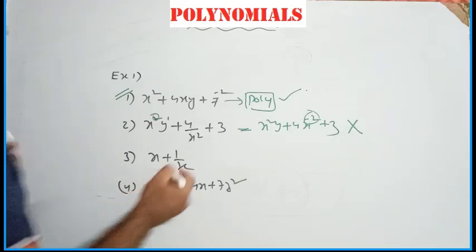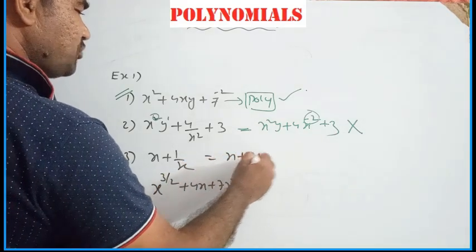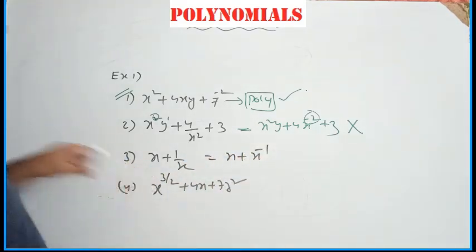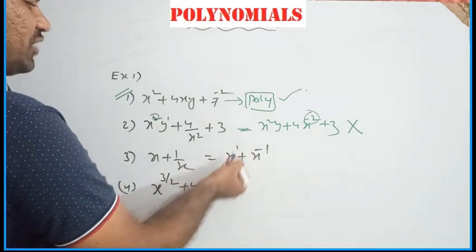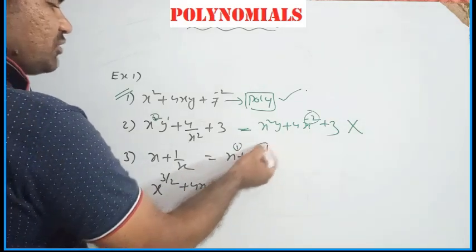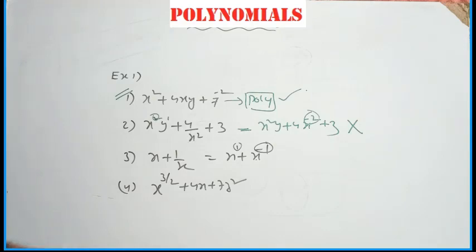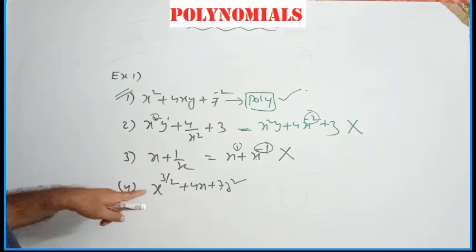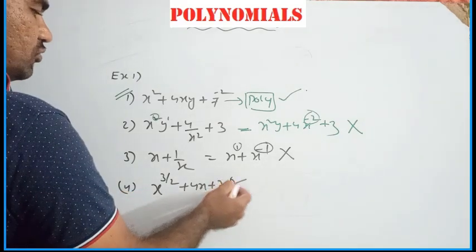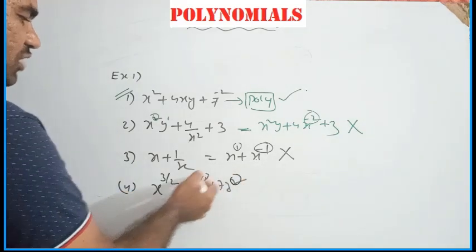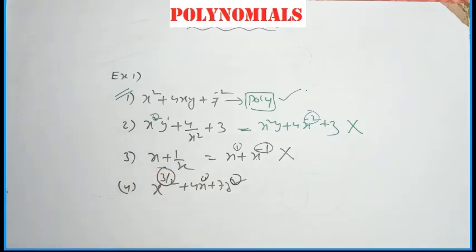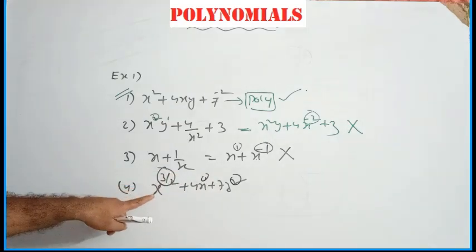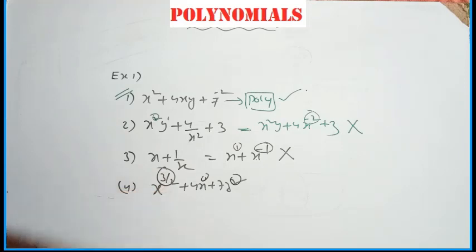Okay, see the next, third one, x plus x power minus 1 you can write. So the power of this variable is 1, okay, the power of this variable is minus 1, which is not a whole number, therefore this is also not a polynomial, only an algebraic expression. Here z power 2 is a whole number, x power 1 is a whole number, but 3 by 2 is not a whole number, so this is not a polynomial, this is only an algebraic expression.